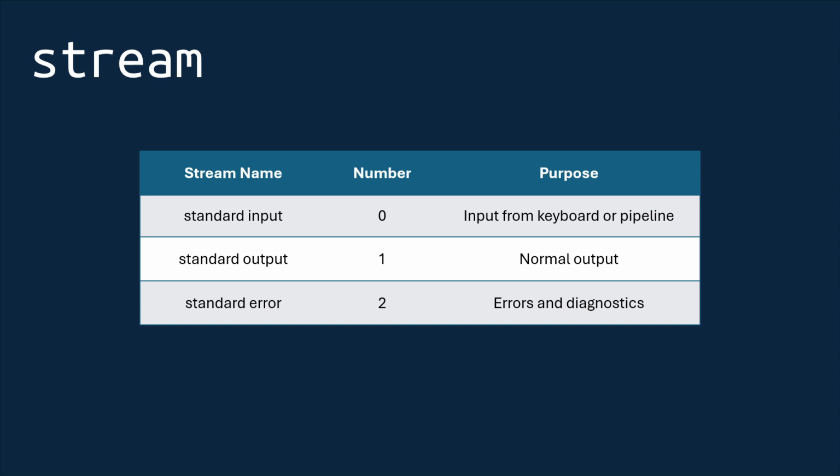So, before we dive into redirection, let's understand streams. In Unix-like systems, every program has three standard streams. Stream 0 is standard input, which receives data from your keyboard or from other programs through pipes. Stream 1 is standard output, where normal program output goes. And stream 2 is standard error, used specifically for error messages and diagnostics. These numbers 0, 1, and 2 are called file descriptors, and they are key to understanding redirection.